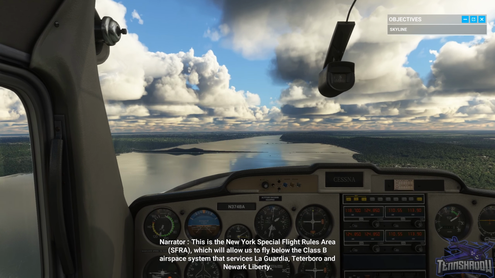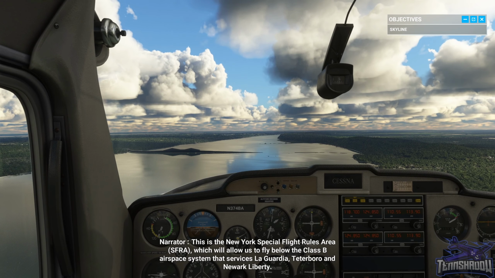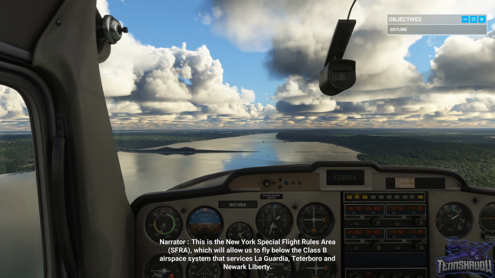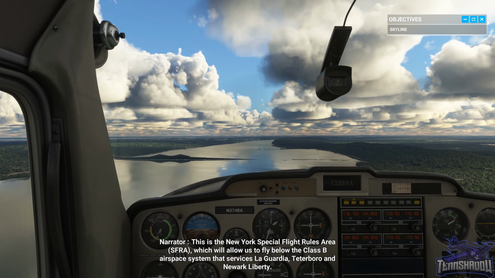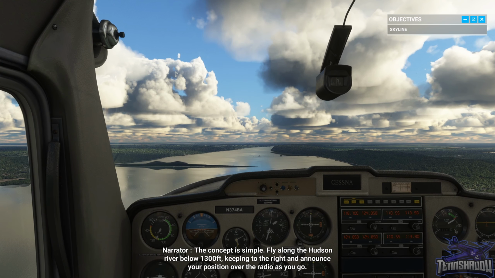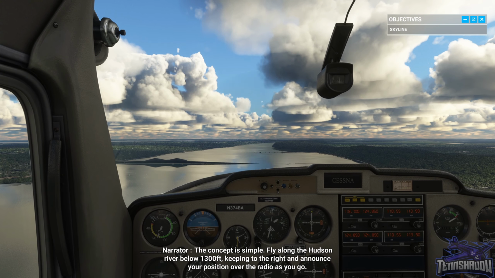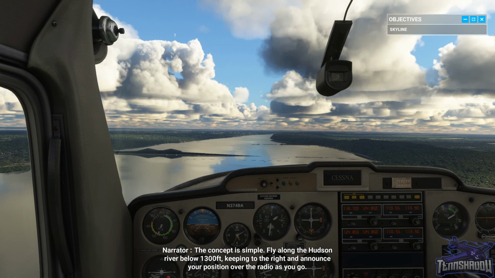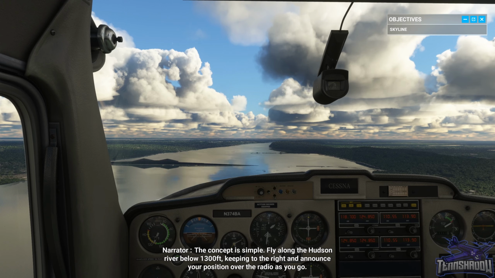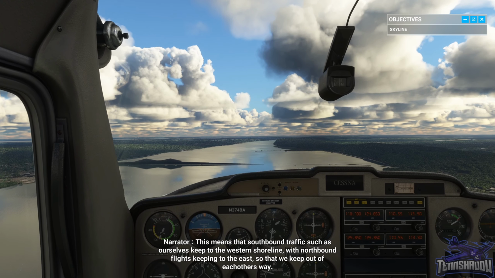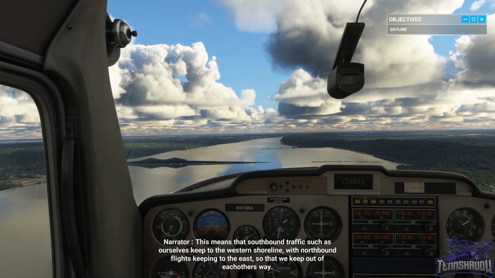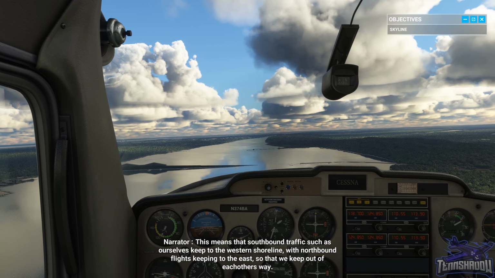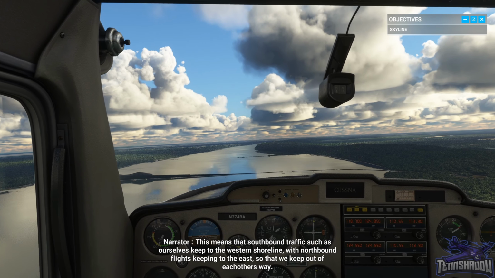This is the New York Special Flight Rules Area, which will allow us to fly below the Class B airspace system that services LaGuardia, Teterboro and Newark Liberty. The concept is simple. Fly along the Hudson River below 1,300 feet, keeping to the right, and announce your position over the radio as you go. This means that southbound traffic such as ourselves keep to the western shoreline, with northbound flights keeping to the east, so that we keep out of each other's way.